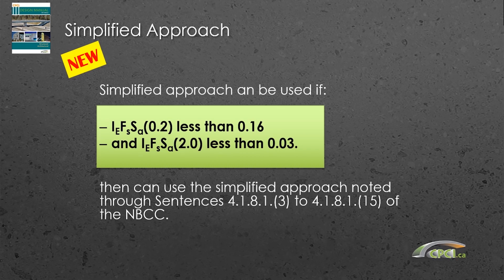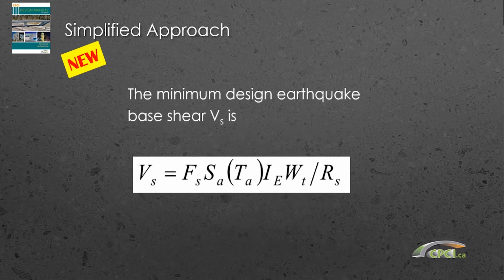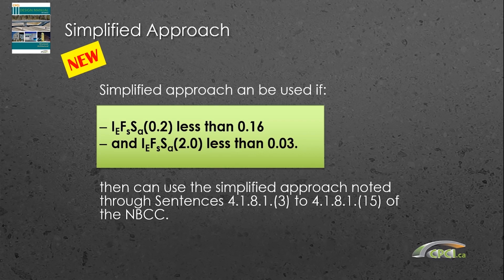But the one is these triggers for the simplified approach. If you satisfy these equations, then you can go through and follow some new procedures where you have a new equation to use, where you don't get as complicated as far as figuring out your FS and SA values. You don't have an RD or R naught to look at. There's an RS value that you can use, which is 1.5 or 1, and it's just a simpler equation to use for these areas of low seismicity, as long as you fall within the requirements of those two triggers, the 0.16 and the 0.03 value.